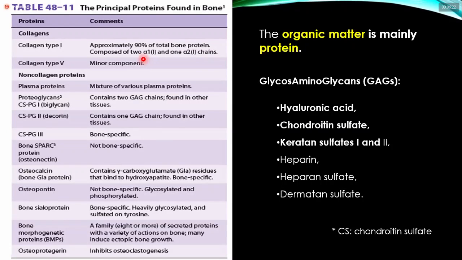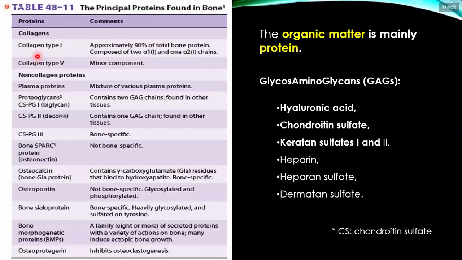So this table summarizes the major proteins that could be found in the bone, and these are the comments about each of these types, and we will focus on certain comments. Basically we have two major types of proteins that can form the bone structure, which are collagens and non-collagen proteins. They have been classified according to the basic structure of these proteins, whether they belong to the collagens or not.